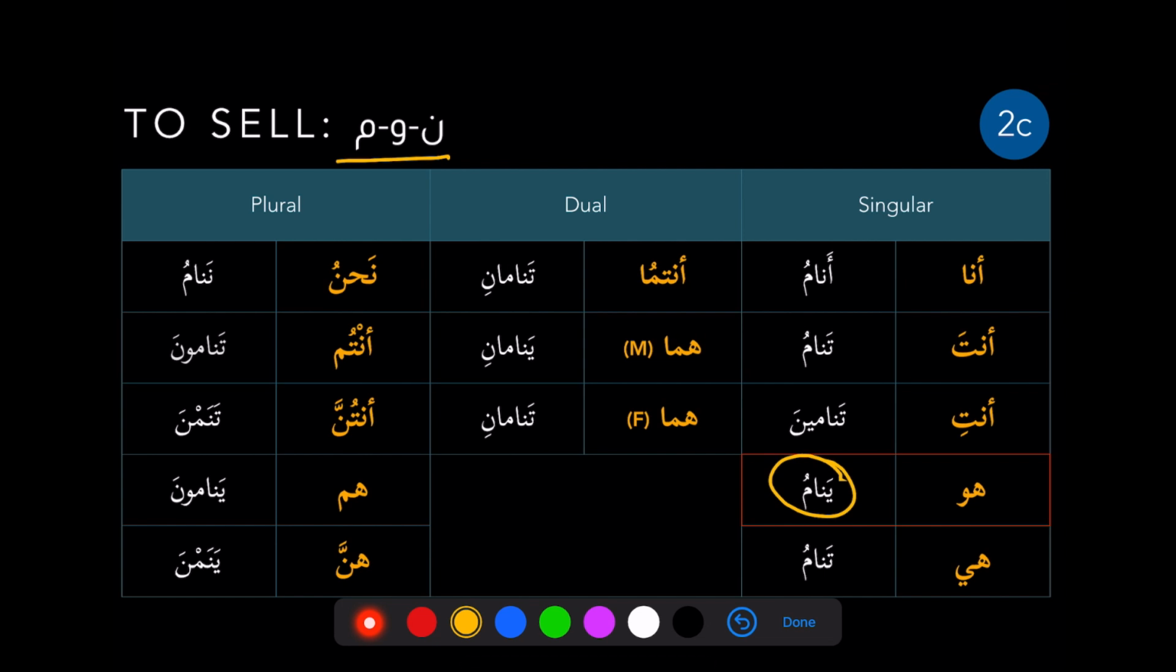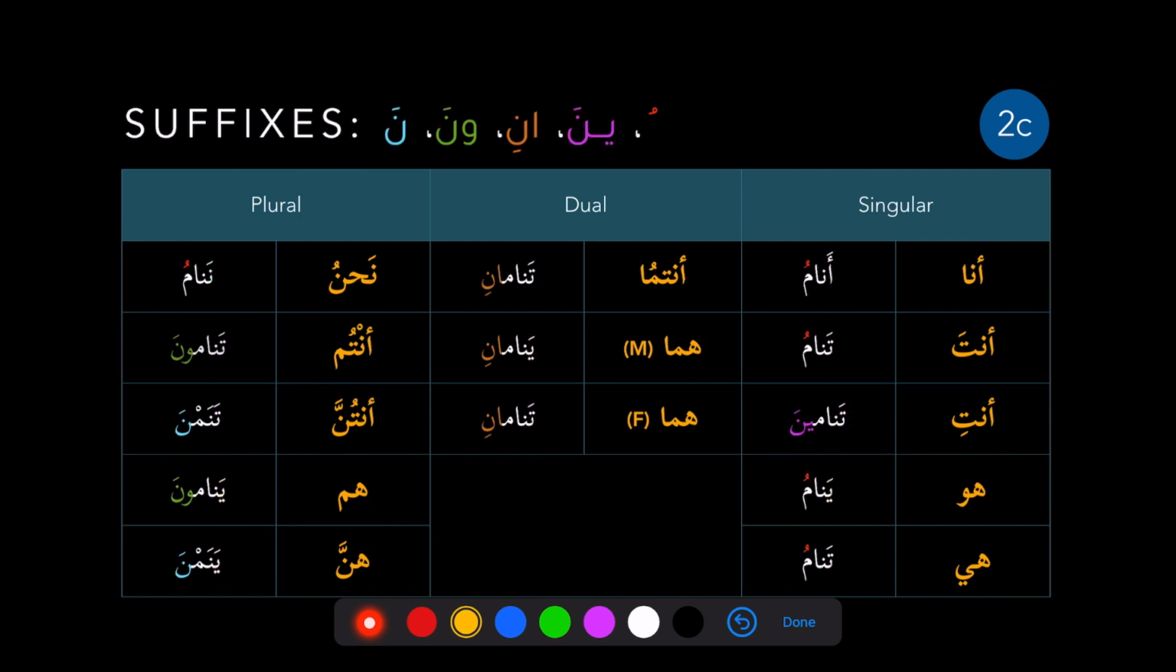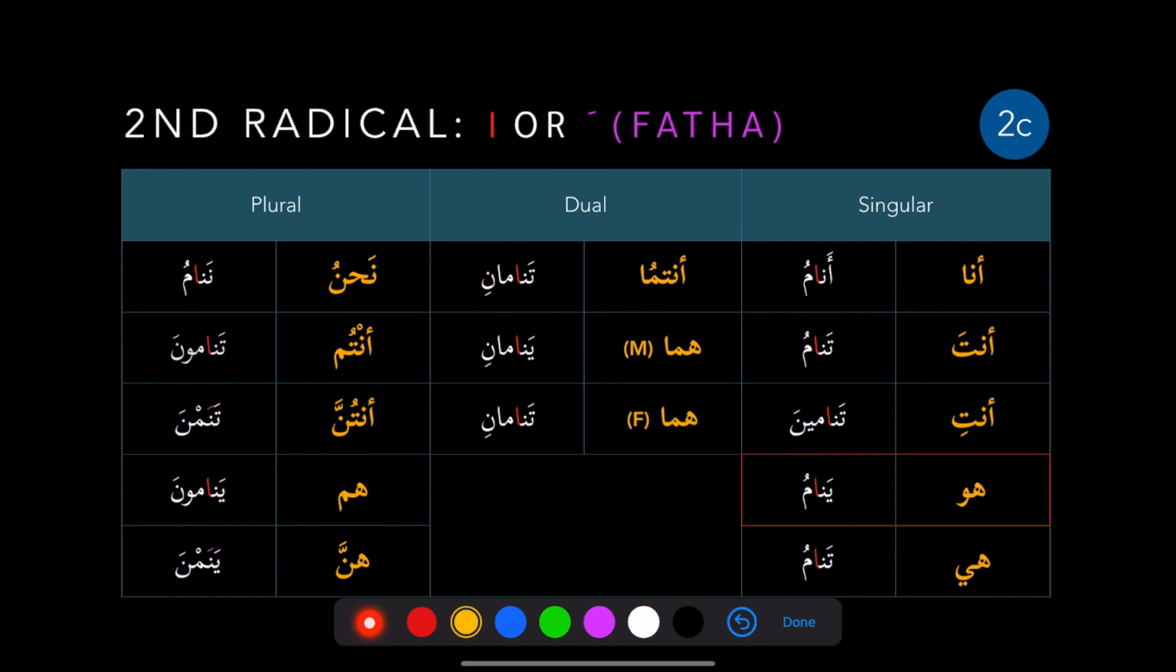You'll notice that not much has changed. All the prefixes remain the same, and they always will in the present tense, so I'll keep repeating this point. And the suffixes also remain the same. What changed here is that middle radical, the second radical, which is a fatha, disappears in the antunna and the hunna conjugations. And the reason for this is the same double sukoon logic that we saw previously.